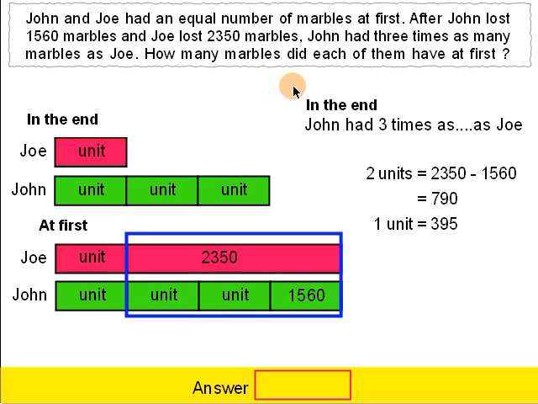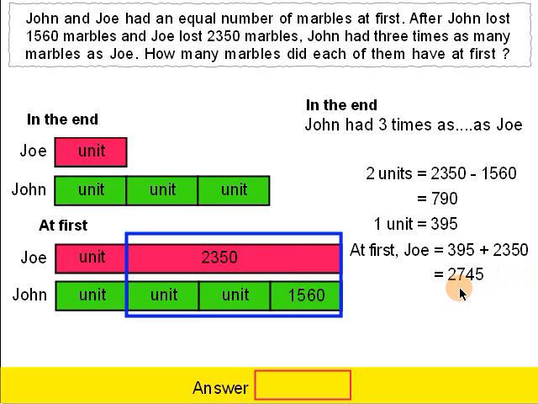The question asks, how many marbles did each of them have at first? So we have to focus on the model at first still. At this juncture, you can start calculating whatever Joe or John had at first. You can choose any of them, but in this case I'm going to pick Joe because Joe only has 1 unit, so it's more simplified. So Joe at first had 1 unit, which is 395 plus 2350, whatever he lost. Work out your sum and you will get 2745.